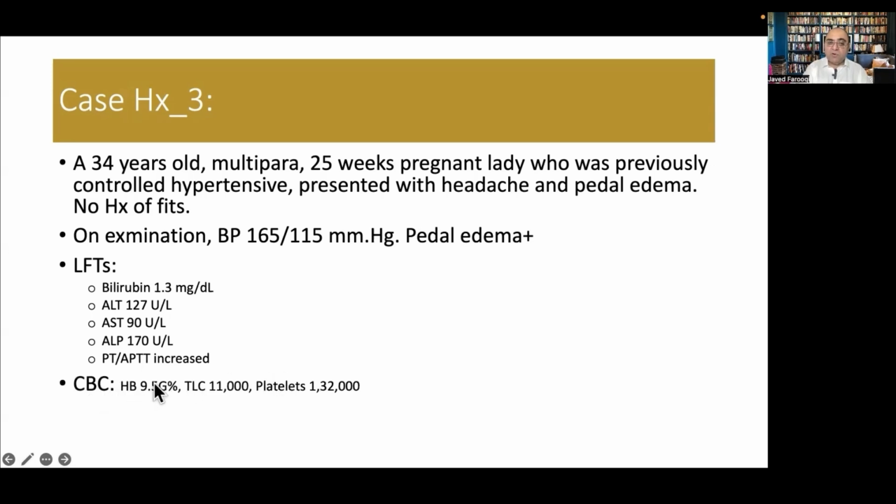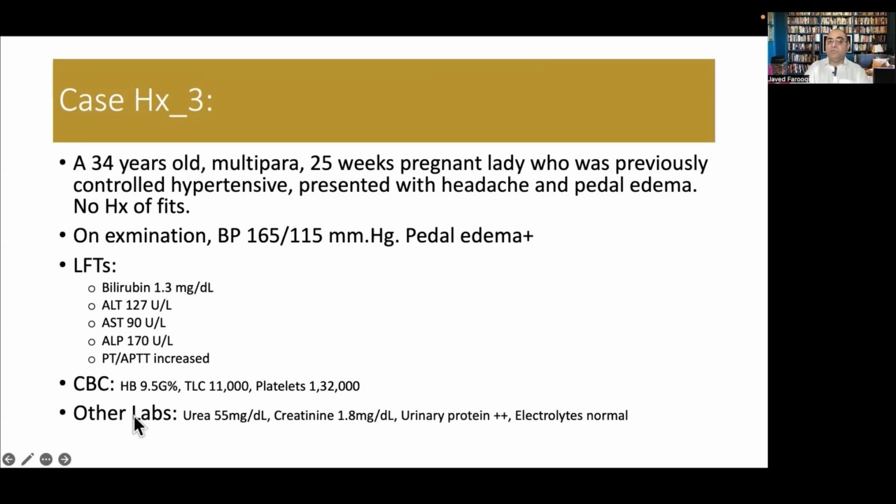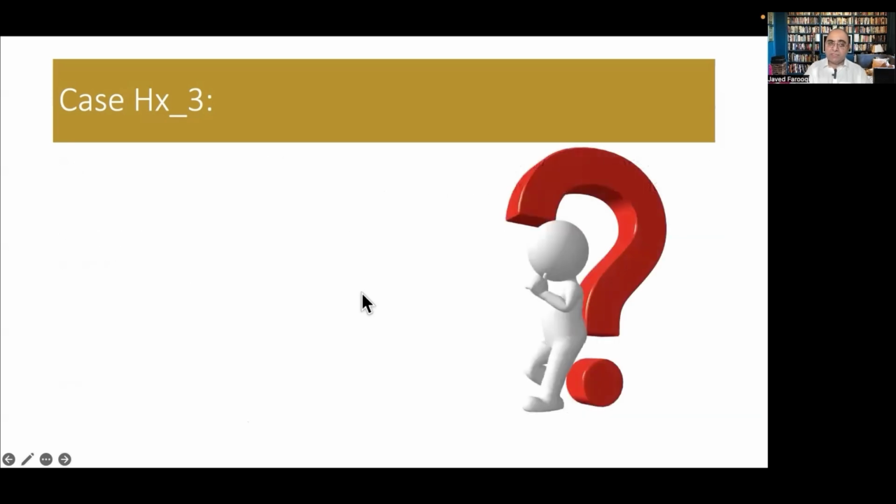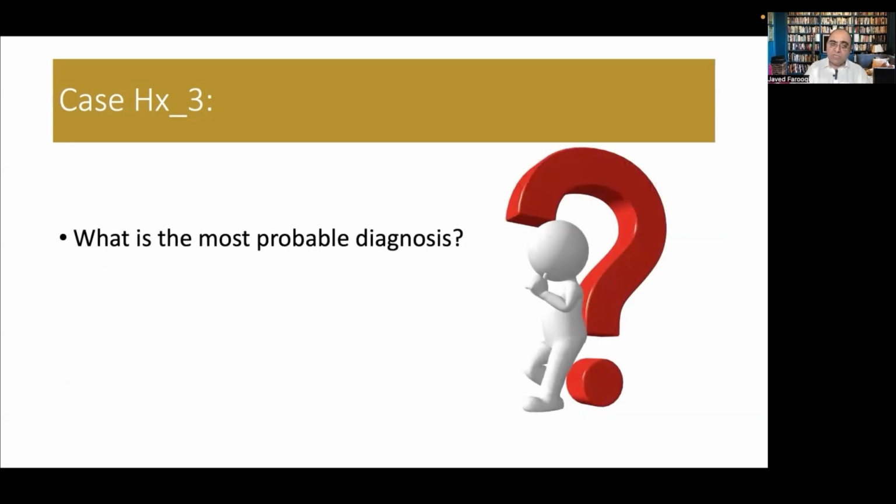The CBC hemoglobin 9.5 gram, TLC 11,000, platelets 132,000. Other labs, urea 55, creatinine 1.8, urinary protein double plus, electrolytes normal. So this is the picture. Question is, what is the most probable diagnosis? And of course, how will you treat her?